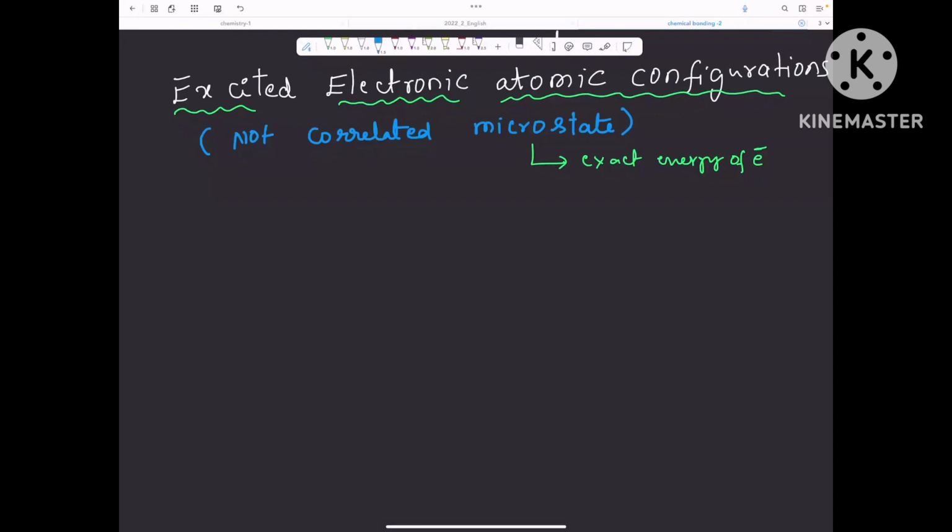Now let us take alkali metal. We don't want to consider alkali metal. Let us consider two groups, second group metal.